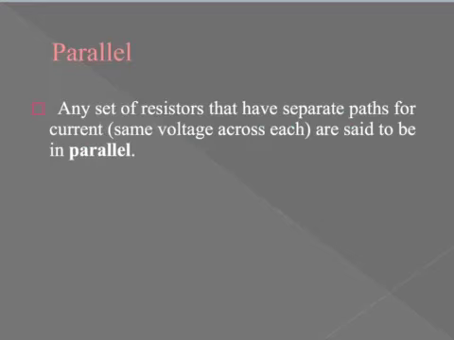So, parallel resistors are any set of resistors that have separate paths for current. This is the opposite of before, when it was the same path. Now it's separate paths for current, and that means they have the same voltage across each. So these are said to be parallel.